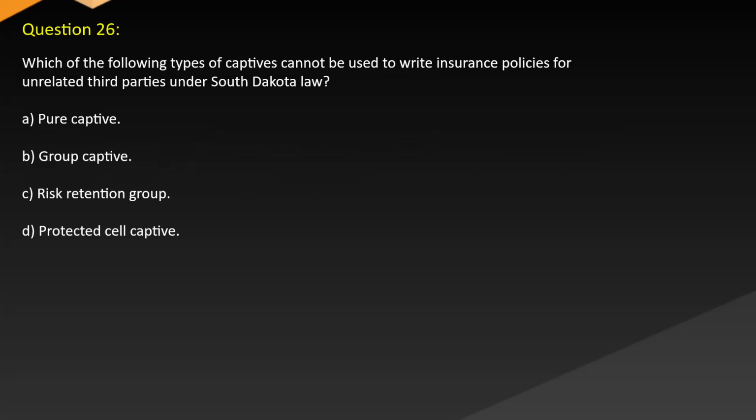Question 26. Which of the following types of captives cannot be used to write insurance policies for unrelated third parties under South Dakota law? A. Pure captive. B. Group captive. C. Risk retention group. D. Protected cell captive.